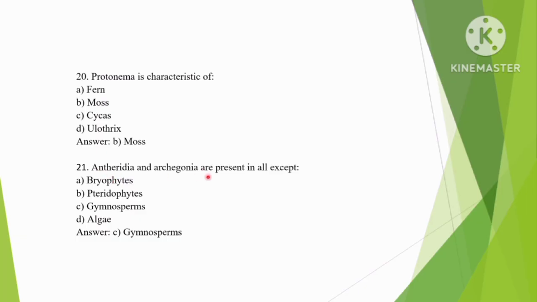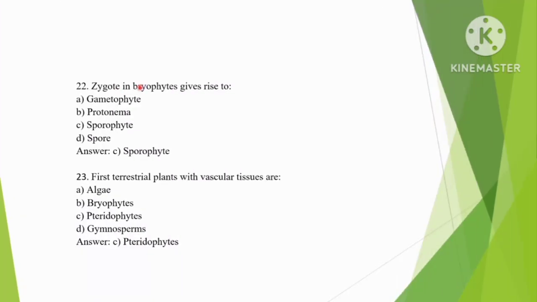Antheridia and archegonia are present in all except. Here the right answer is option C, gymnosperms. So gymnosperms have archegonia but no antheridia. The male gametes are formed in pollen grains. Zygote in bryophytes gives rise to. Option C, sporophyte. Zygote is always diploid, that is 2n. It remains in the archegonium and develops into the sporophyte, which is still attached to the gametophyte.